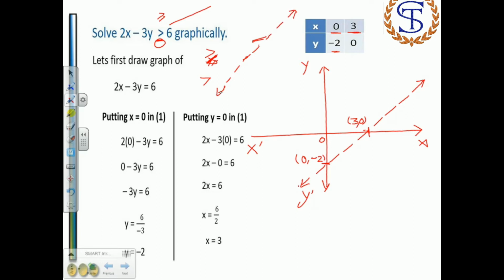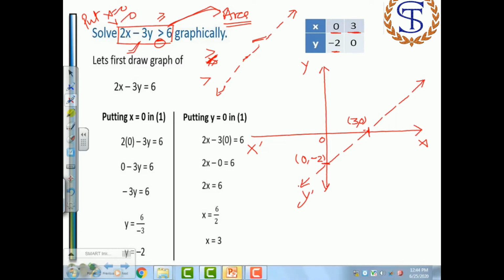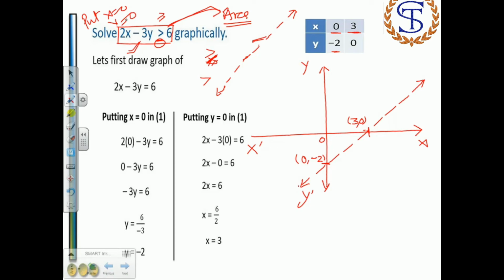Okay. Now here we have drawn the graph of the line. But we know that any linear inequality or inequation always represents an area. Now, which area is represented by this linear inequation? Now, simple. First of all, you have to put x equal to 0 and y equal to 0. Now see what we will get.